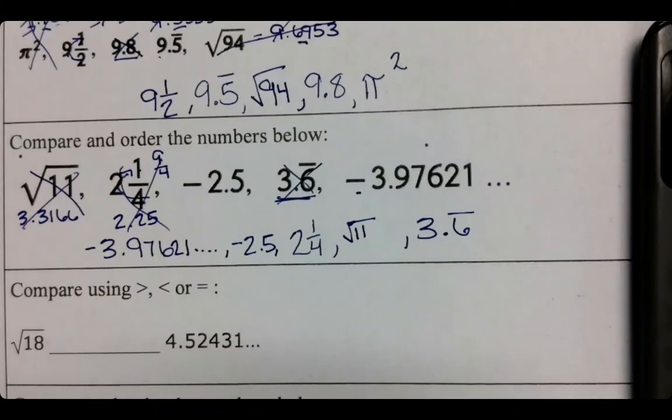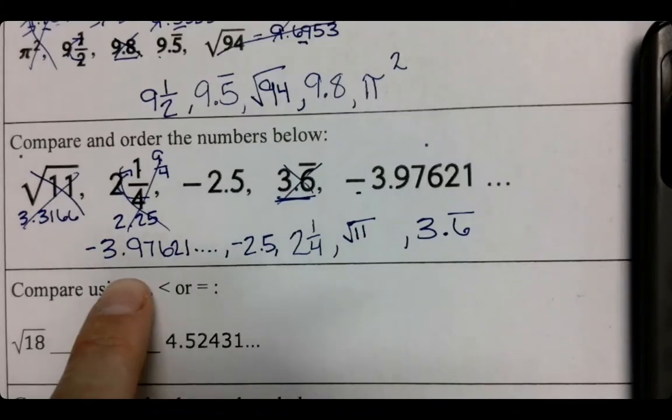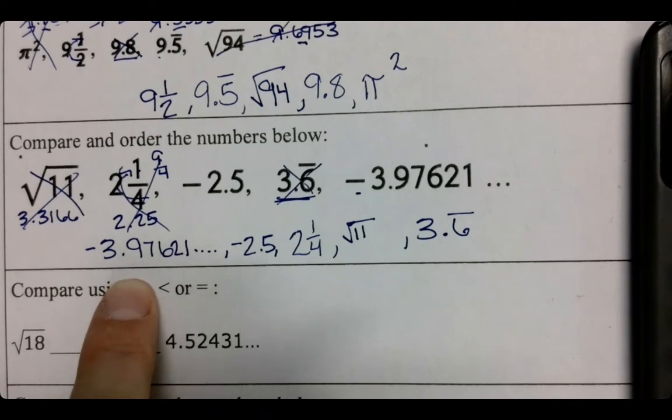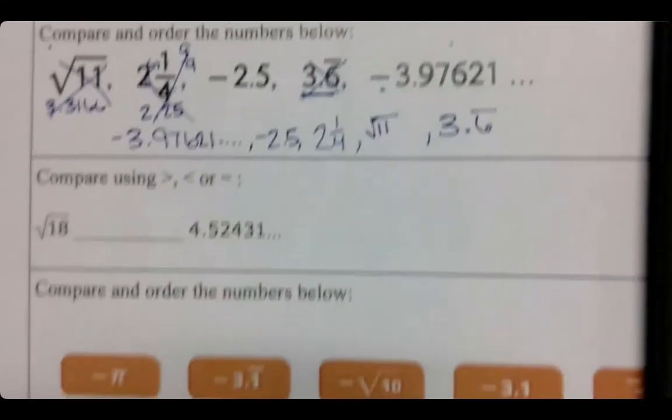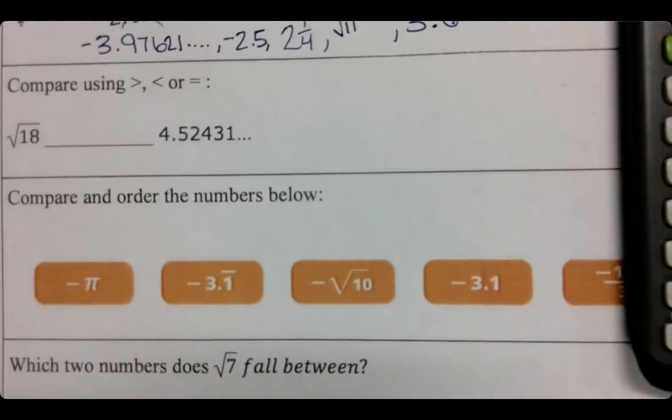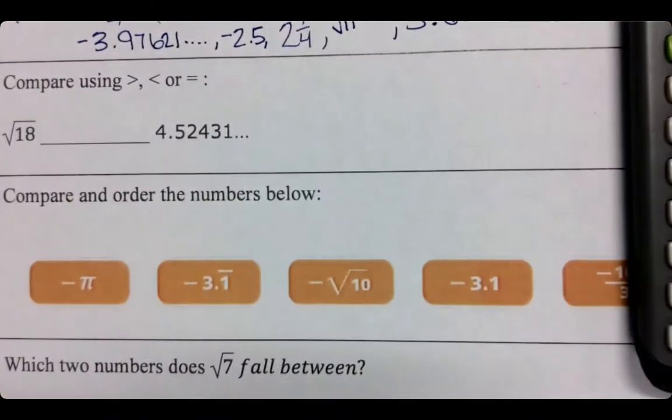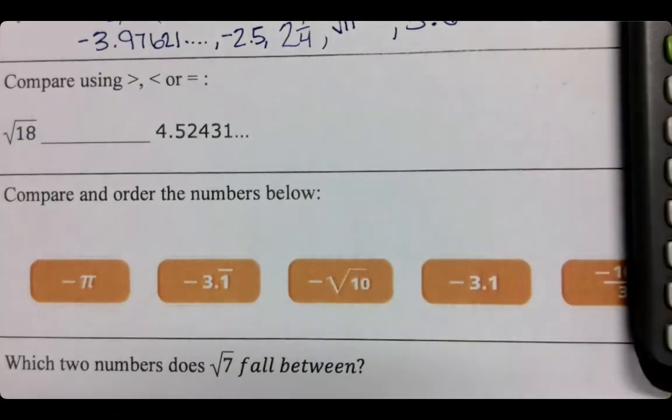Sorry about that. So you should have said your negative 3.97621... That one's the smallest, and then negative 2.5 was the next smallest. I want you to try and do these two. Try and do these two.